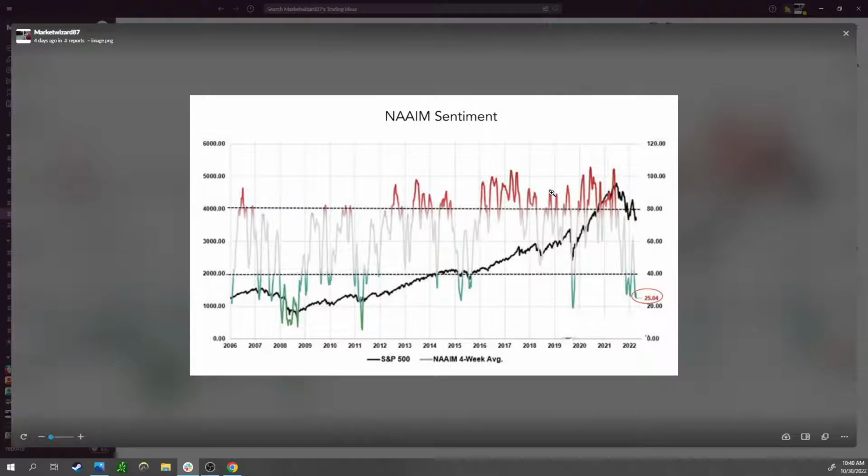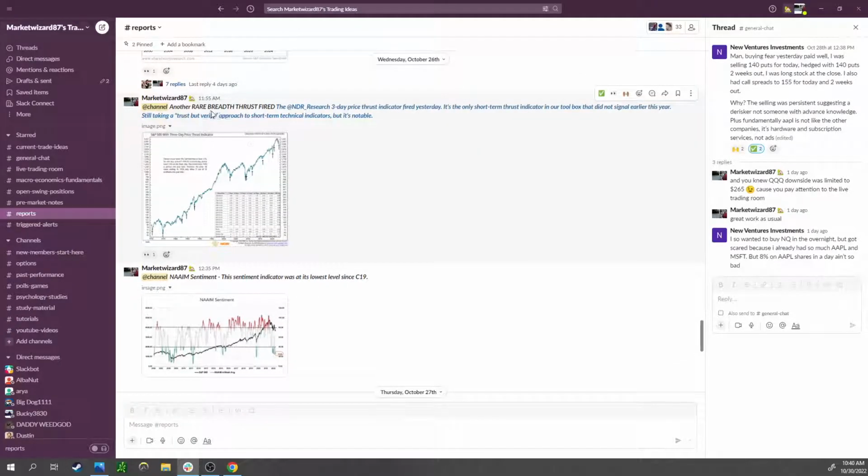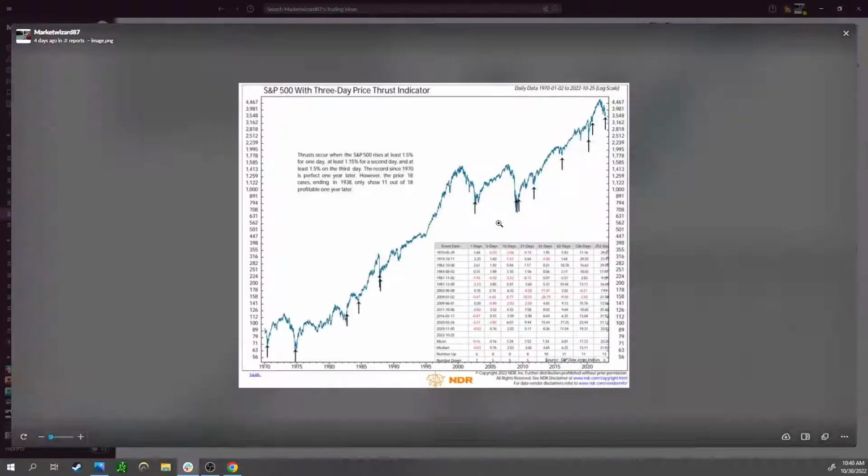NIM sentiment was its lowest essentially since 2020. All right, which was its lowest since 2015. All of these marked major lows. And another rare breadth thrust fired. The NDR, I recommend everyone follow Ned Davis Research. 3-day price thrust indicator fired yesterday. It's the only short-term thrust indicator in their toolbox. It did not signal earlier this year at all. And here are the results looking forward.